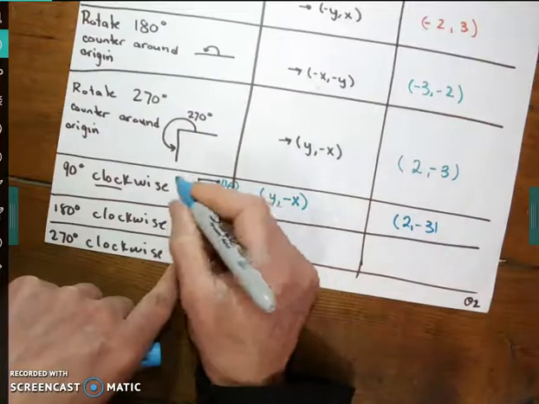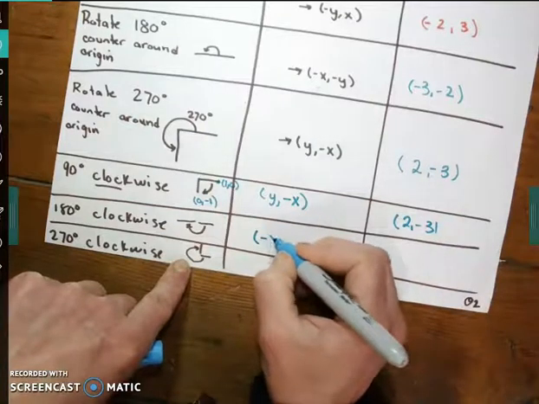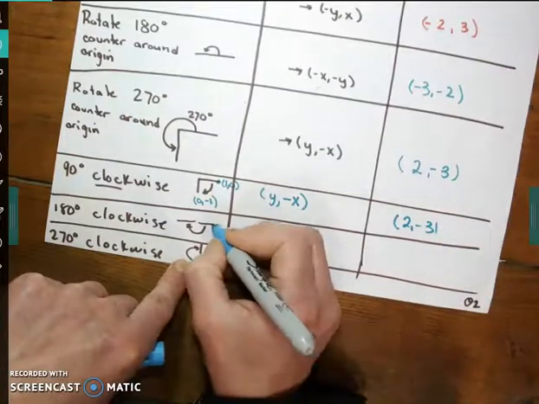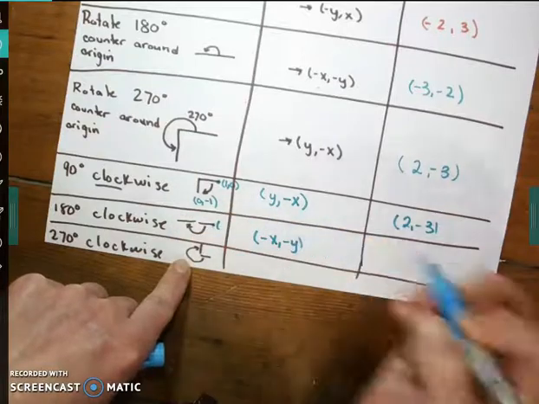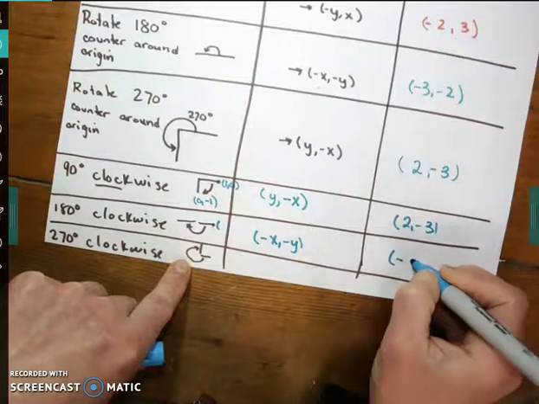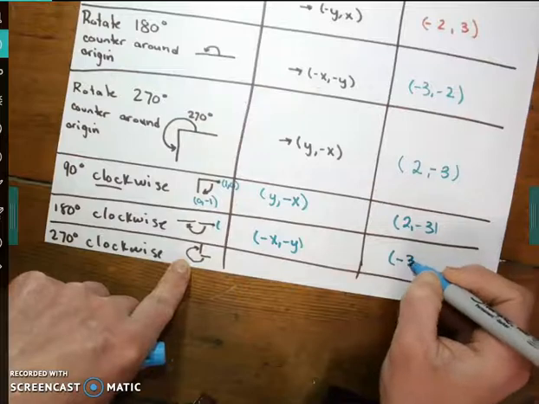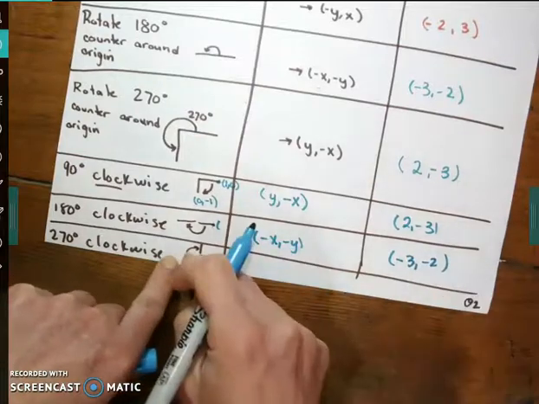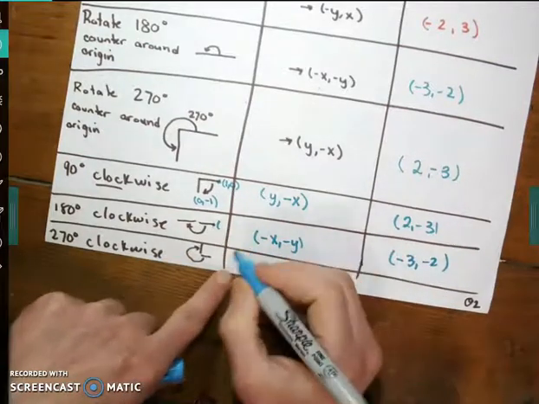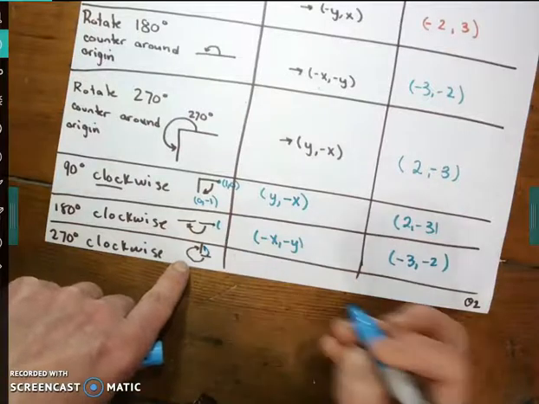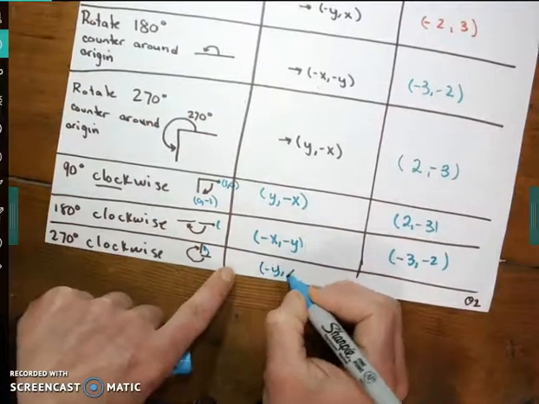If I go 180 this way, it's also going to switch both signs. This point goes completely to the other side. So this would become -3, -2. And 270 degrees, it's kind of just like going 90 degrees clockwise. So it's the same rule as the first one.